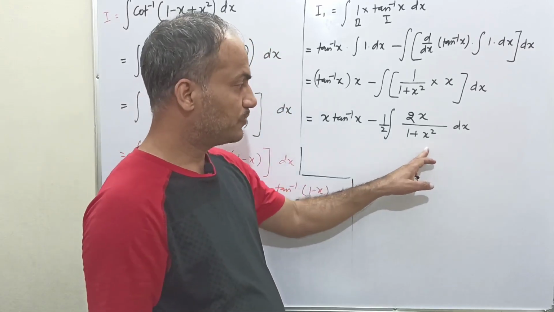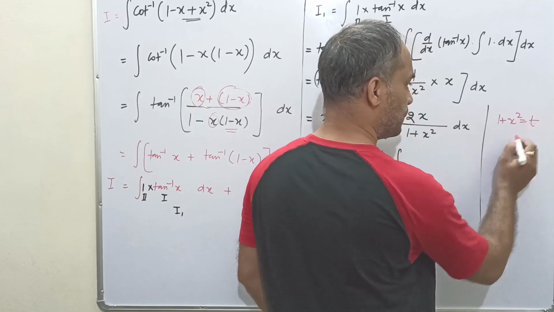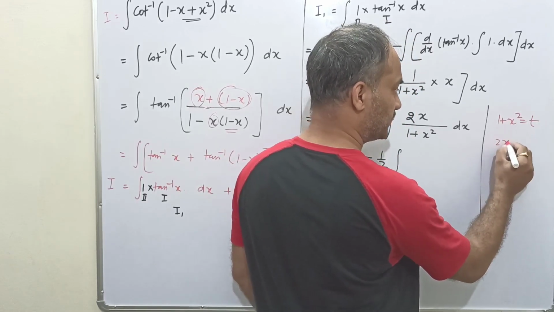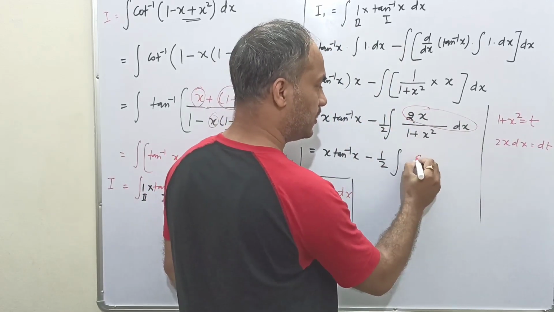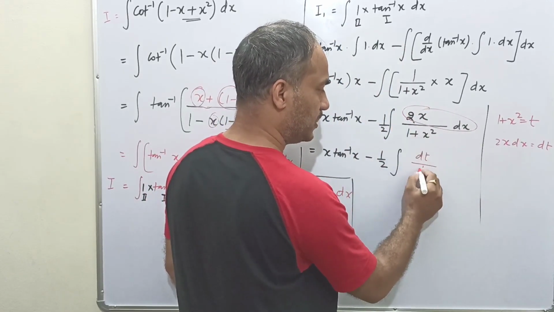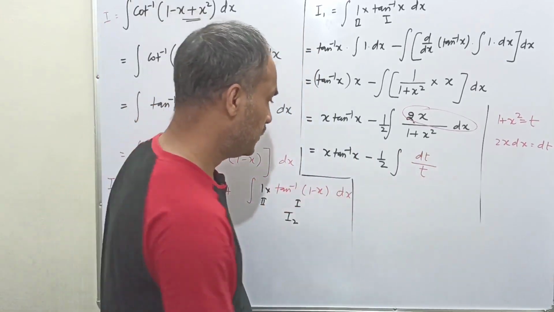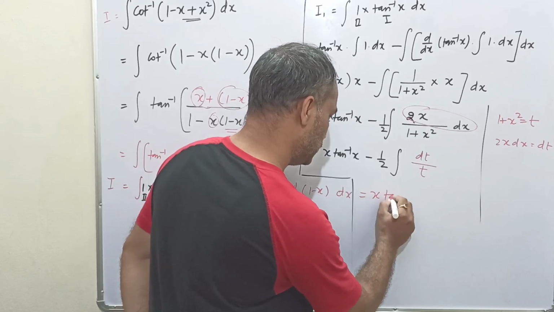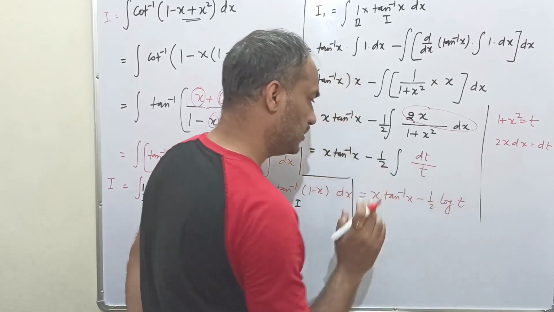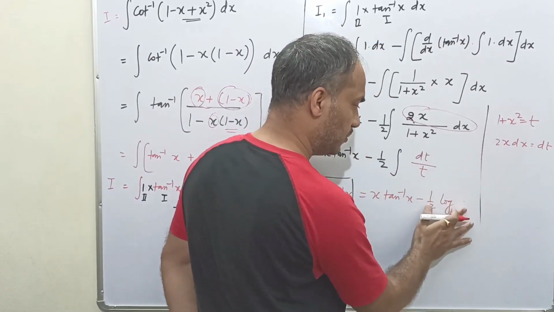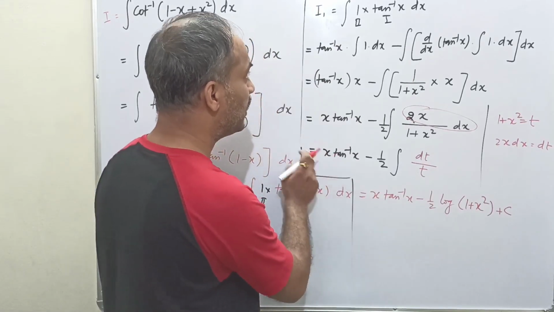Now the differentiation of this function is already existing. So 1 plus x square we assume t, and 2x dx is dt. So 2x dx will become dt and this will become t, so dt upon t. And what is this? This is just log t. So we have got x tan inverse x minus 1 upon 2 log t. T was 1 plus x square, so let us put the value here, 1 plus x square. Now this is integral I1.